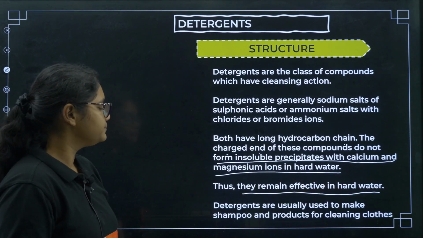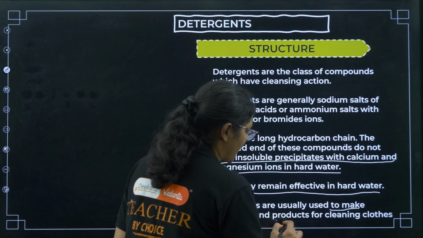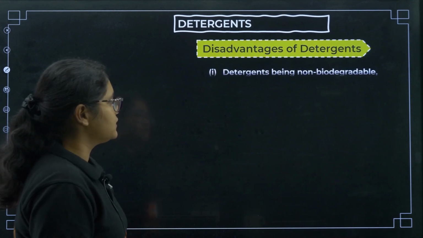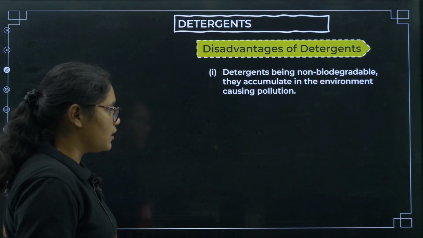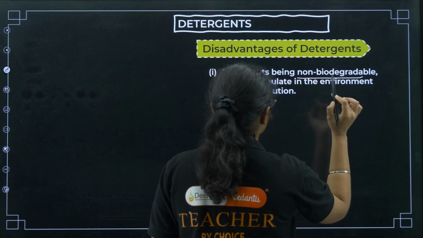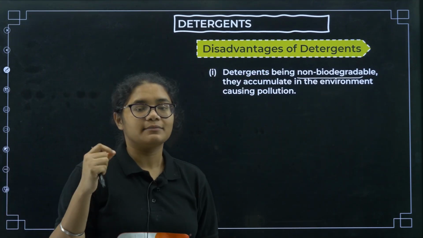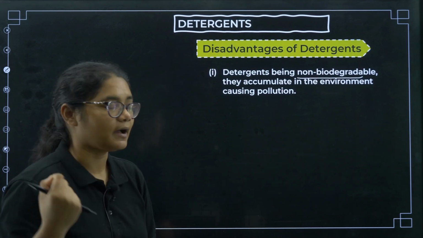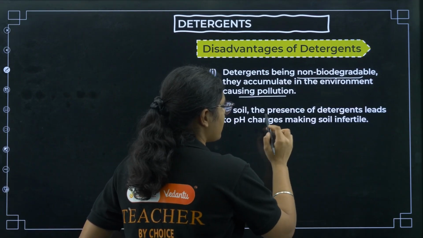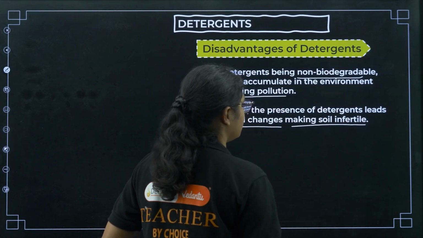Some detergents are usually used to make shampoo and products for cleansing clothes. But detergents also have some disadvantages. The first is that they are non-biodegradable. Soaps are biodegradable because they have carboxylic acids, but sulfonic acids are generally non-biodegradable and they can cause pollution. In soil, the presence of detergents leads to a pH change, making the soil infertile.